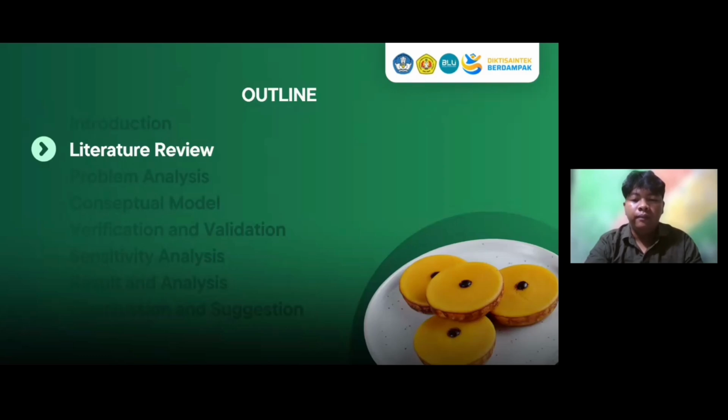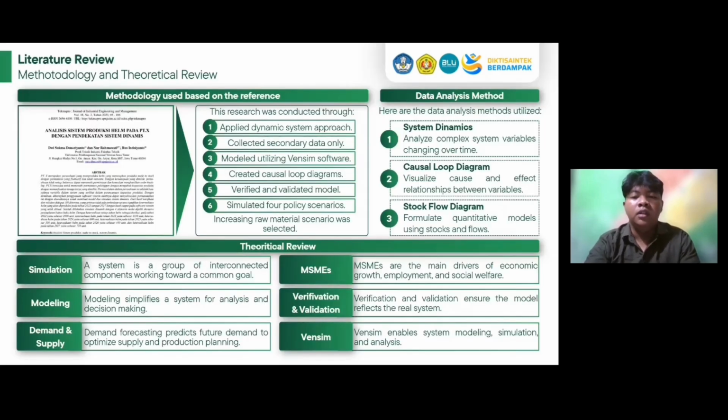Literature review. This study adopts a system dynamic approach based on a previous reference study. The research was conducted using secondary data and modeled using VENSIM software. The process includes developing the causal loop diagram, verifying and validating the model, and simulating for policy scenarios. Based on the simulation result, the increasing raw material scenario was selected as the most suitable policy.